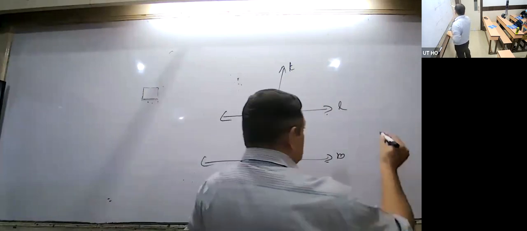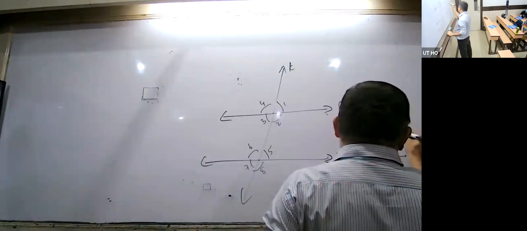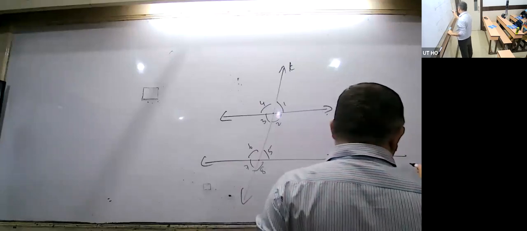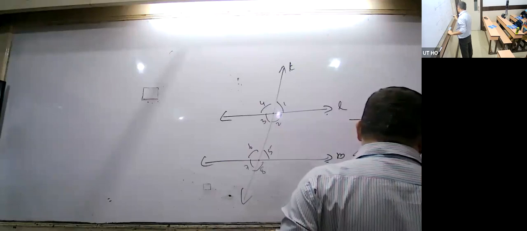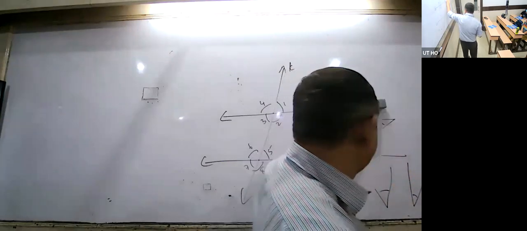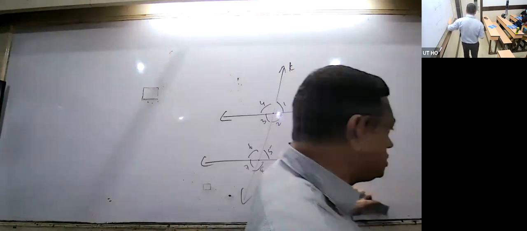And alternate interior angles are in a Z form, or you can say N also, any form. All of you follow? Yes, sir. I am showing this way so that when the figure comes, you should identify the lines for alternate interior angles.